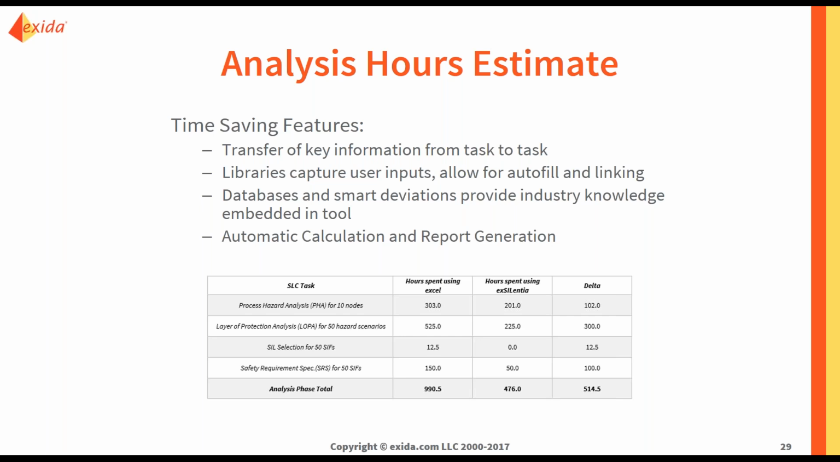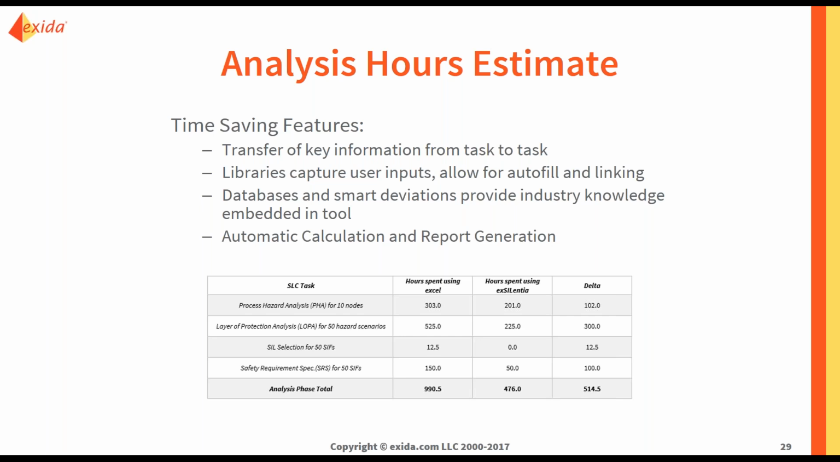Then there are libraries that capture user inputs that allow for autofilling and linking in other places during the life cycle, as well as automatically updating one tag number, one library item, and having that be consistent throughout. The tool provides databases and smart deviations that provide industry knowledge right at your fingertips, so you don't have to search around for initiating event frequencies or IPL probabilities of failure, or what deviations would go with a certain node. And then, of course, the tool is doing automatic calculation and report generation for you.